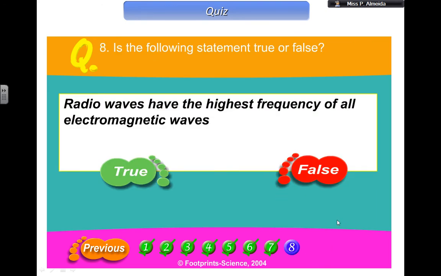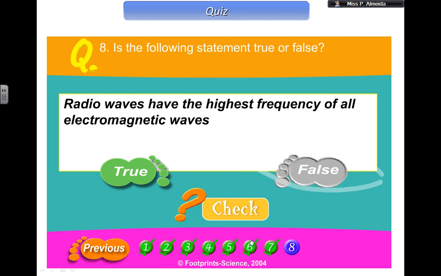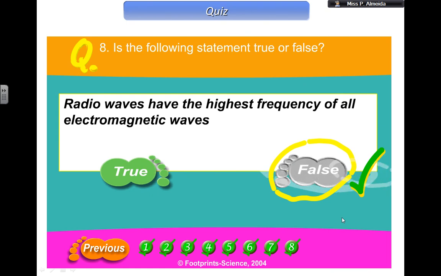Is the following statement true or false? Radio waves have the highest frequency of all electromagnetic waves. That is false. They have the longest wavelength, the lowest frequency. So that is false. Okay, so that is it about introducing you to the electromagnetic spectrum.